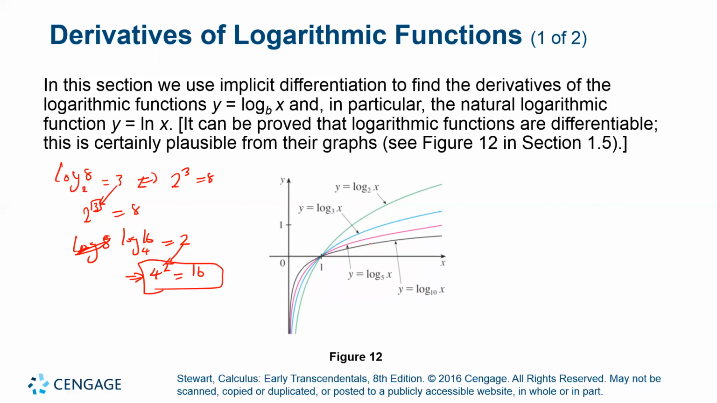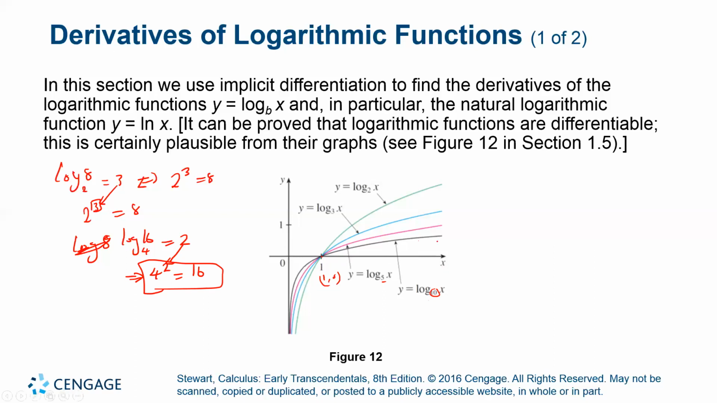Now, these are the graphs. The green is log base 2, blue is log base 3, pink is log base 5, and then base 10 is the black one. As you increase the base, they all pass through the point (1, 0), but the graph gets narrower and closer toward the x-axis.